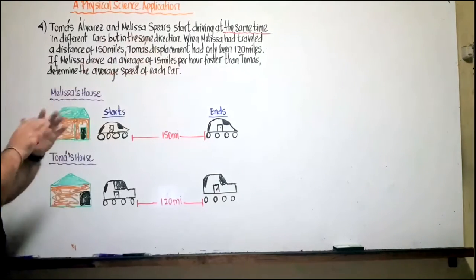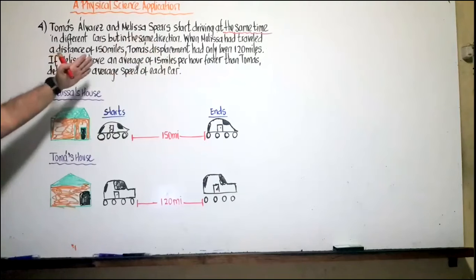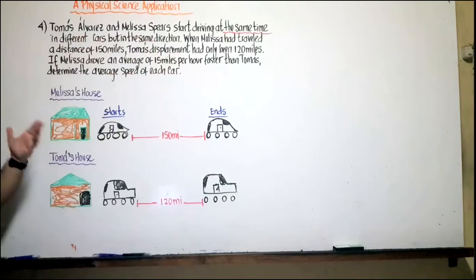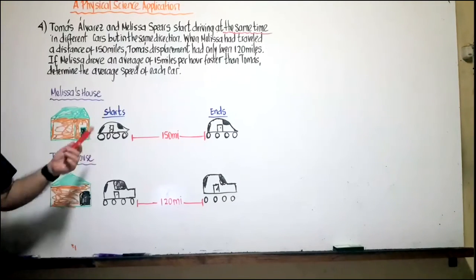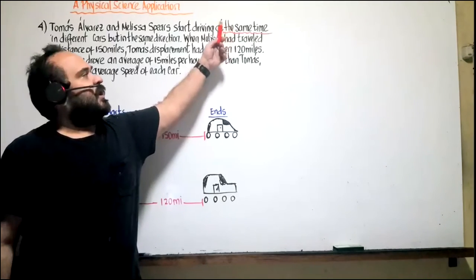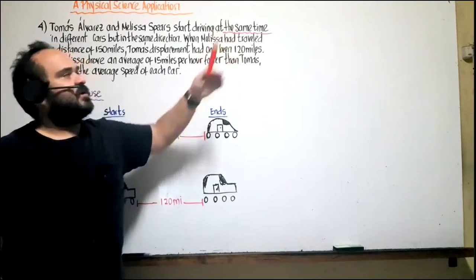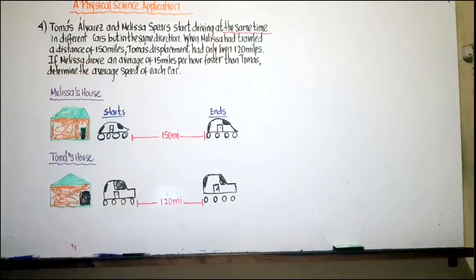So both are driving in different cars, but in the same direction. For example, Melissa starts from her house and goes to Tegucigalpa. Probably the same happened with Thomas: he starts from his house and goes to Tegucigalpa. But the most important thing to establish the system of equations is that both subjects start at the same time in different cars, but in the same direction.